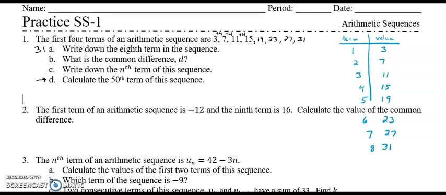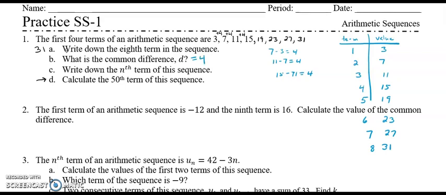Obviously every one of these went up 4 every single time. That's the difference from one term to the next. If we do 7 minus 3 equals 4, and then the next term minus the term before it is 4, and 15 minus 11 equals 4. So any time you do a term minus the previous term, that difference in this case was 4.